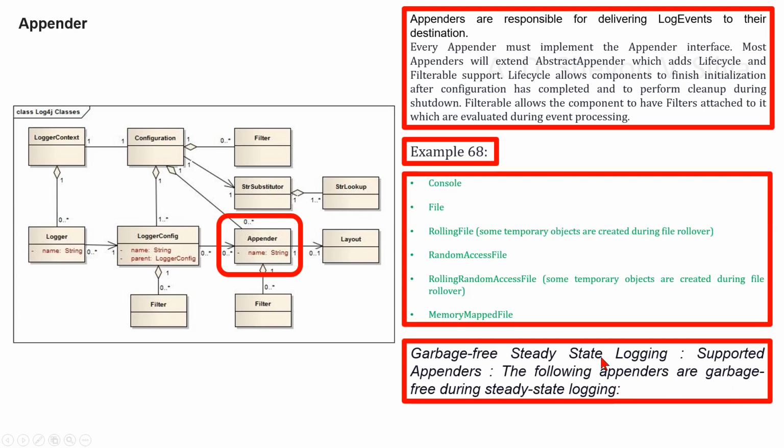Now we are considering supported appenders in garbage-free steady-state logging. The following appenders are garbage-free during steady-state logging: console, file, rolling file. Some temporary objects are created during file rollover. Random access file, rolling random access file. Some temporary objects are created during the file rollover. Memory mapped file. Any other appenders not in the above list, including the async appender, create temporary objects during steady-state logging. Instead of the async appender, use async loggers to log asynchronously in a garbage-free manner.